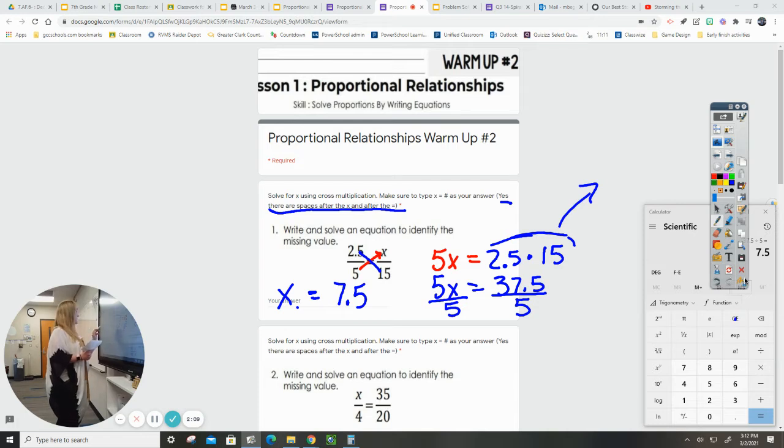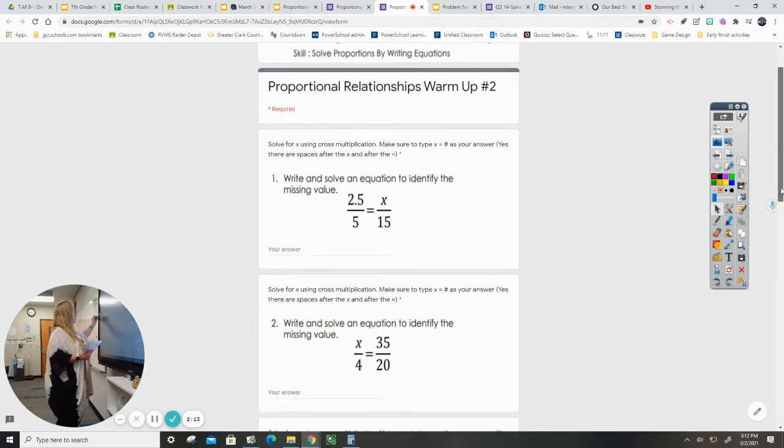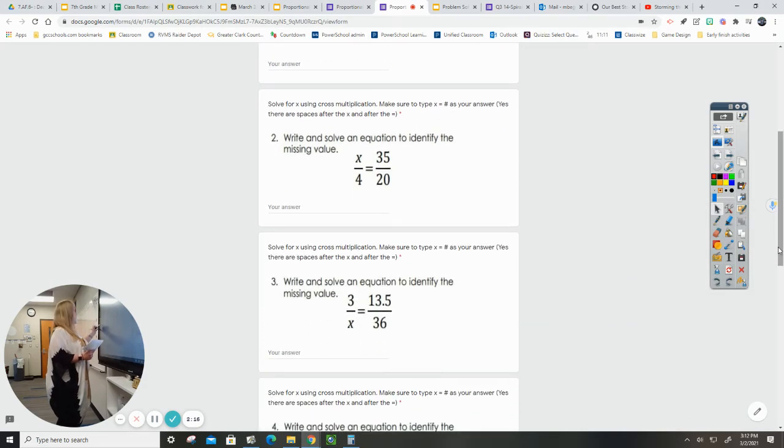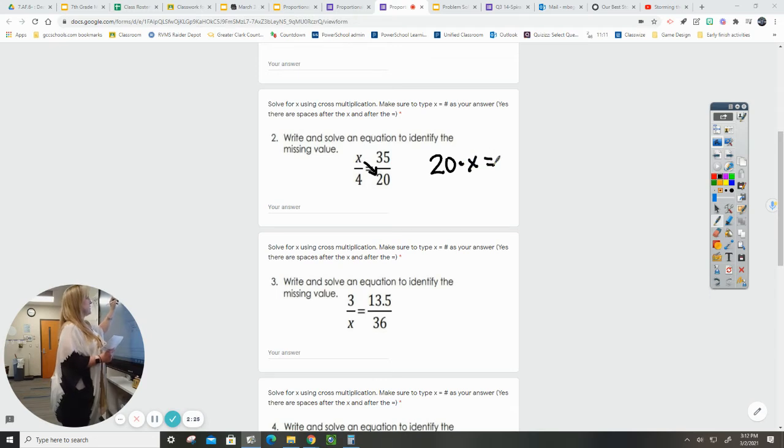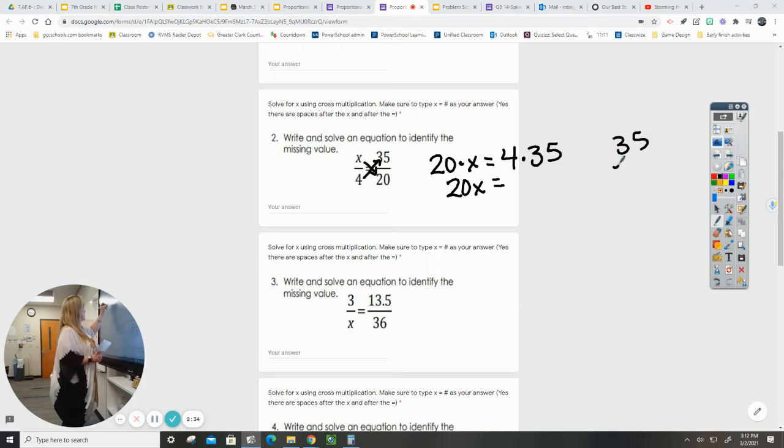Okay, going on to the second problem. As soon as my computer decides to catch up. Okay, second problem, we're going to do the same thing. We're going to cross multiply. I'm not going to use colors this time. 20 times x equals 4 times 35. That brings down 20x. 35 times 4, making sure I'm right, is 140.